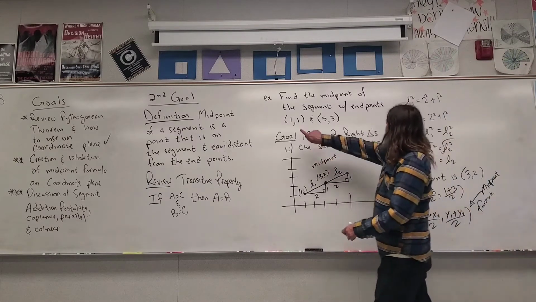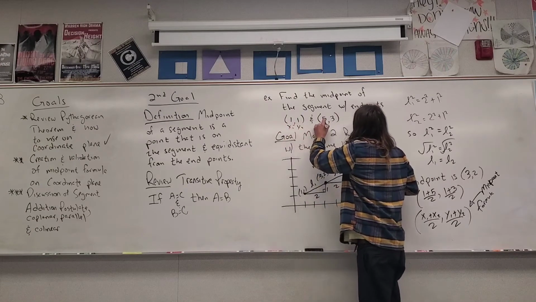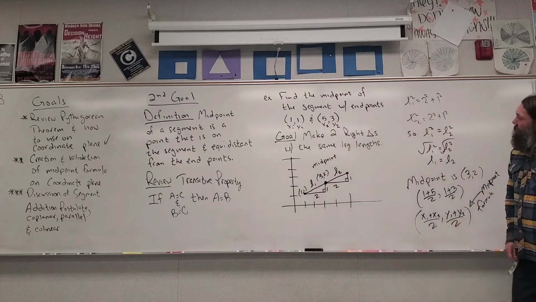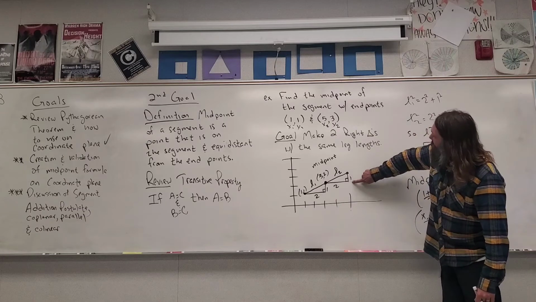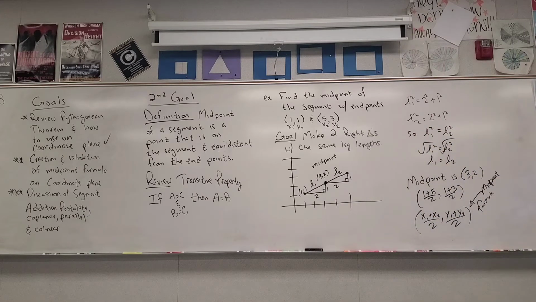We can call this one x1, y1, and we can call this one x2, y2, and we plug it in, and we average them out. We find how far over horizontally is the middle point and how far up vertically is the middle point, and that's our midpoint. So hopefully this makes sense.